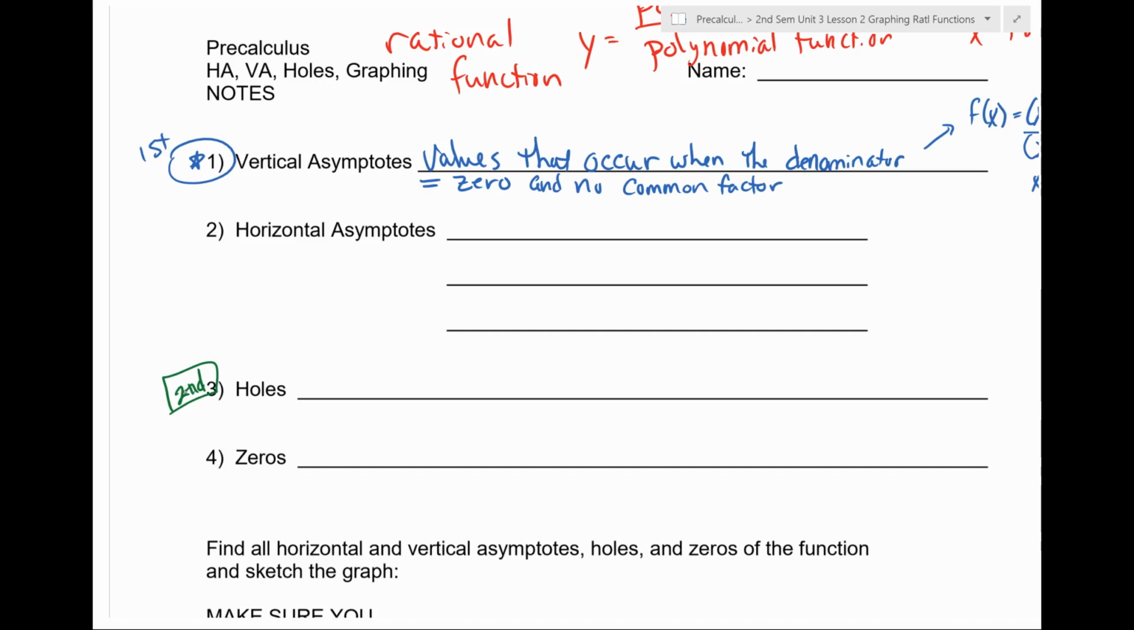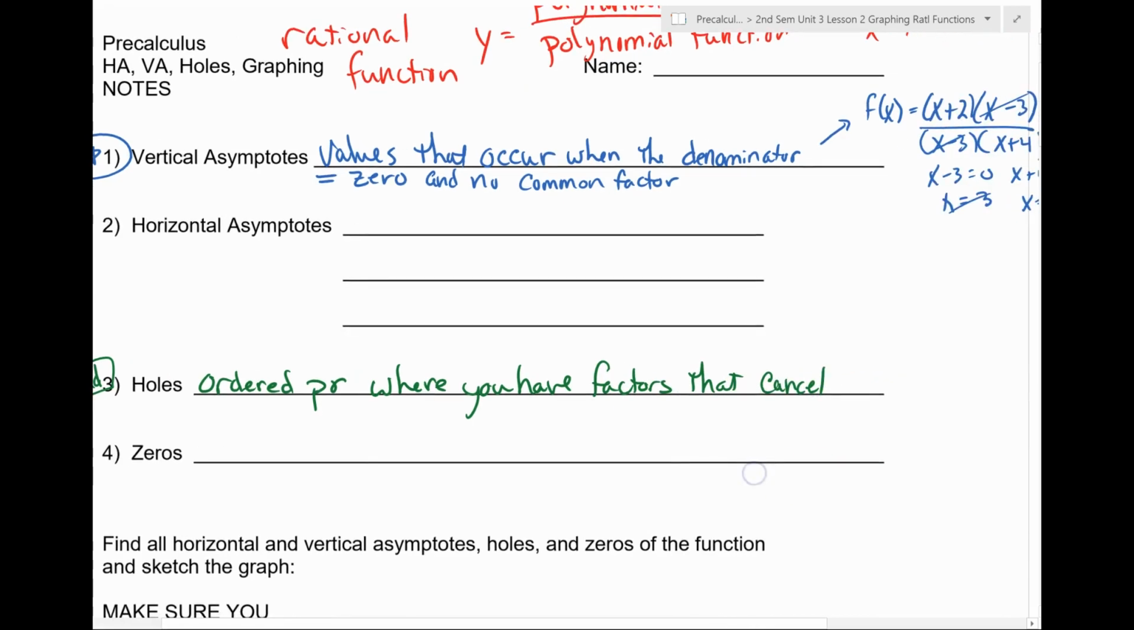So what is a hole first of all? So remember, it is an ordered pair. So it's going to be an ordered pair where you have factors that cancel out. You're going to see where we're going to be going in just a moment with this one. So it's an ordered pair where you have factors that cancel out.